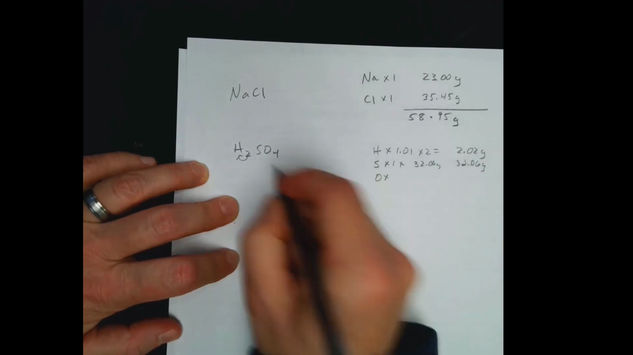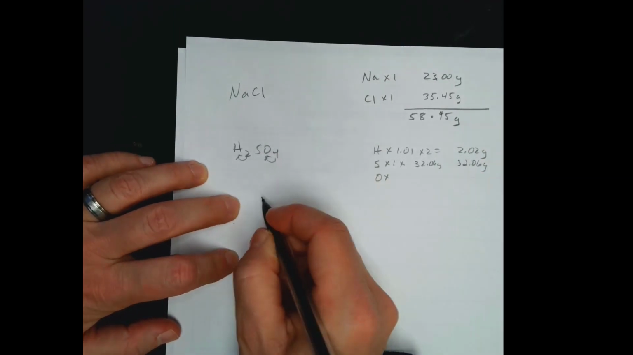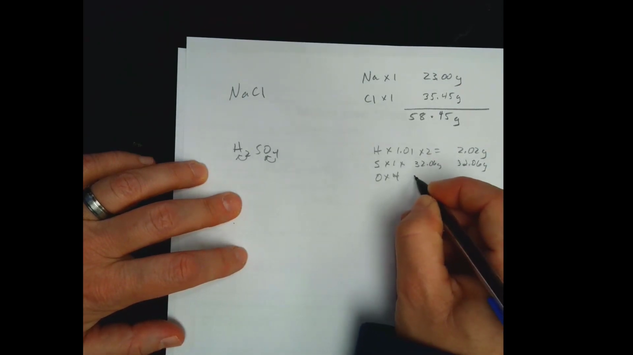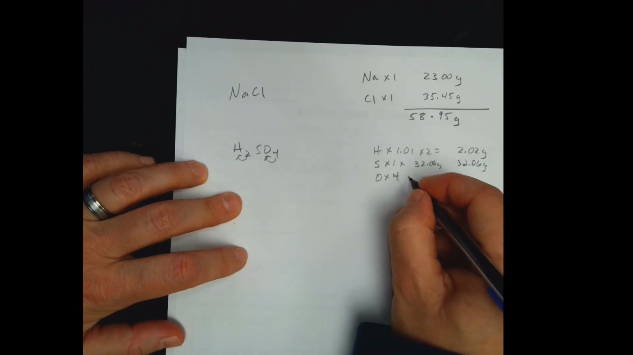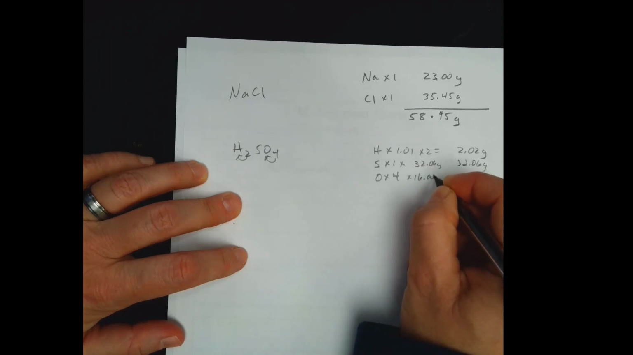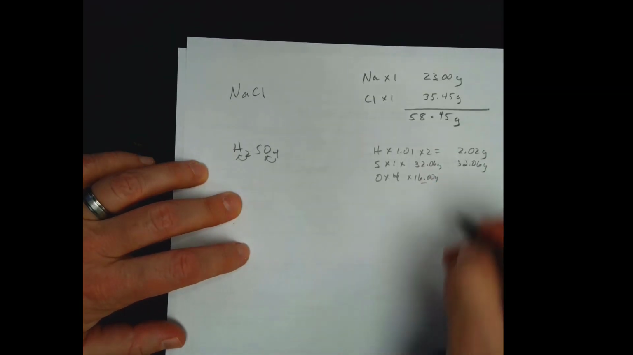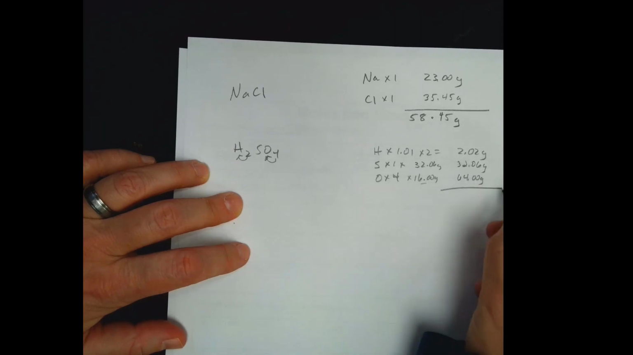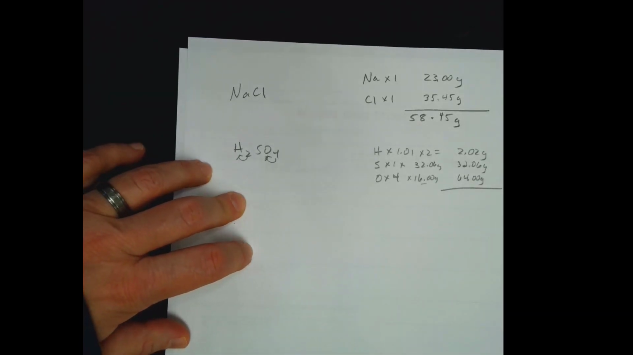32.06 grams, and of course we have oxygen, and that subscript tells us that we have 4 oxygen, so times 4. And then, of course, we have times 16.00 grams because that is the atomic mass. And if we do our math there, we end up with 64.00 grams of oxygen.